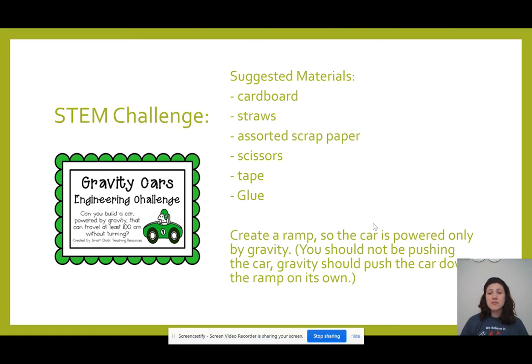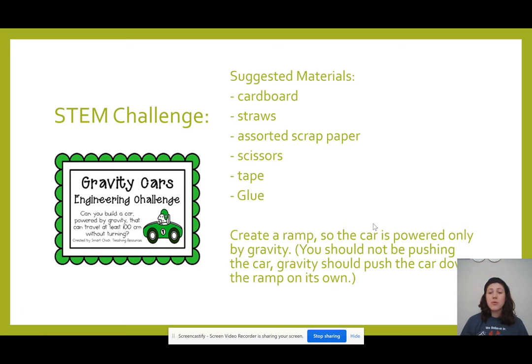So here are some suggested materials you might want to use for your car. However, if you have an idea that maybe aluminum foil or plastic wrap might help your car, feel free to use it. You're not limited to this list. Some of the suggested materials are cardboard, straws, assorted scrap paper, scissors, tape, or glue. But again, use what you have and be creative.